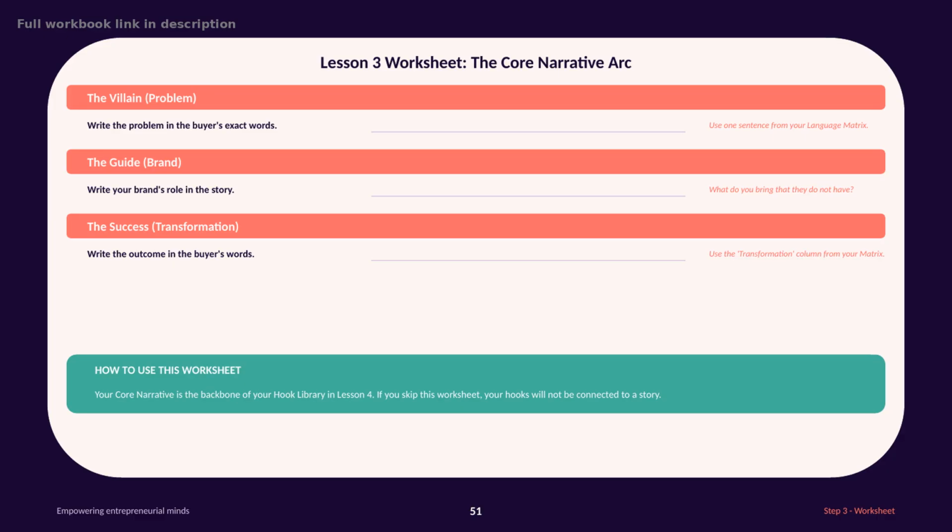In the success section, write the outcome in the buyer's words. Use the transformation column from your matrix. Your core narrative is the backbone of your hook library in Lesson 4. If you skip this worksheet, your hooks will not be connected to a story.